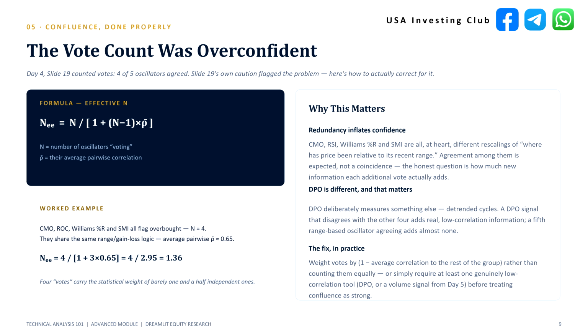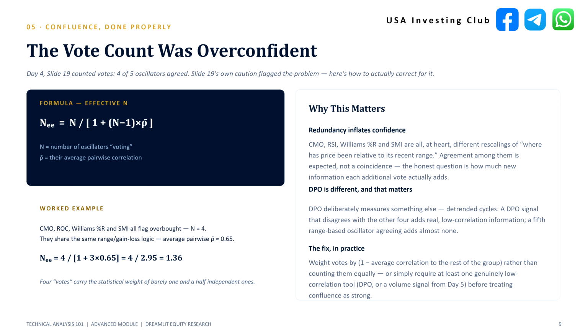Why does this matter? Redundancy inflates confidence. CMO, RSI, Williams %R, and SMI are all, at heart, different risk scalings of the same underlying idea. Where has price been relative to its recent range? Agreement among them is expected, not a coincidence. The honest question is how much new information each additional vote actually adds.